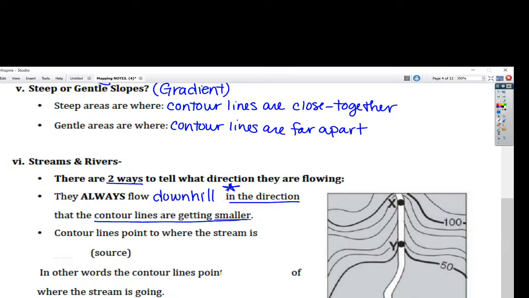So the stream is going to flow in the direction the contour lines are going down. Same idea, but look over to the side. Look at this picture. This line, which I'll trace over in blue, the value is 100. This line, the value is 50. And the stream is crossing over these lines. So raise your hand if you think the stream is flowing from X to Y.